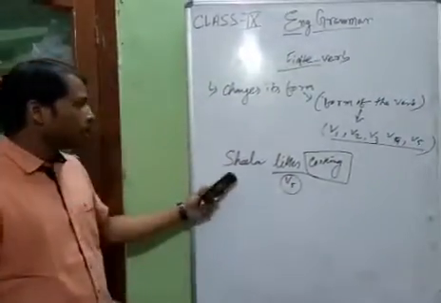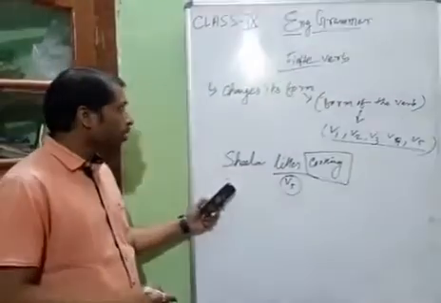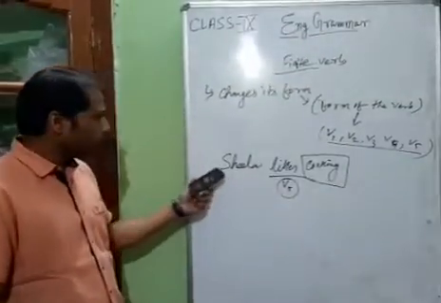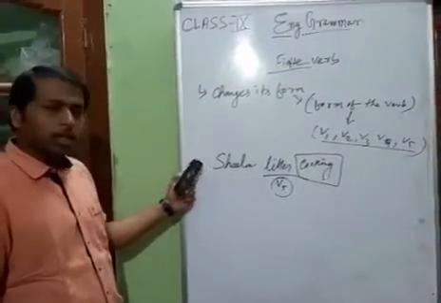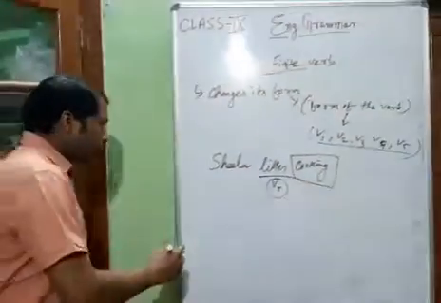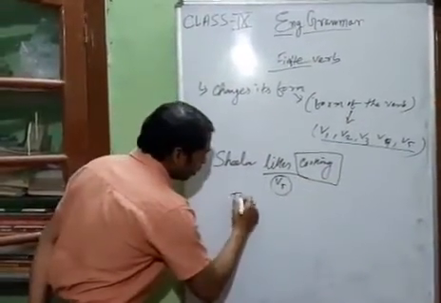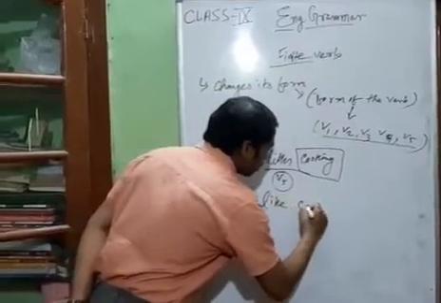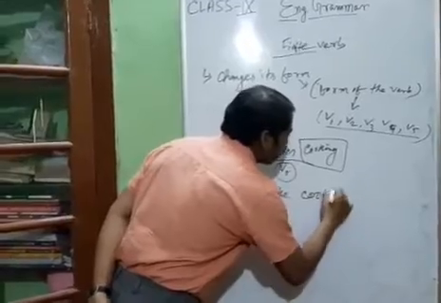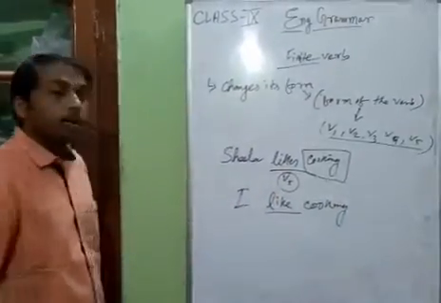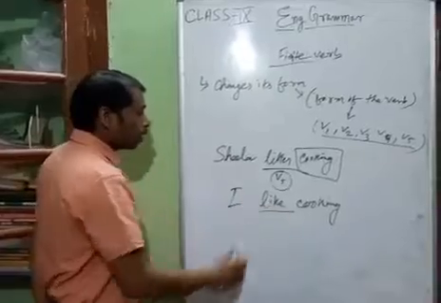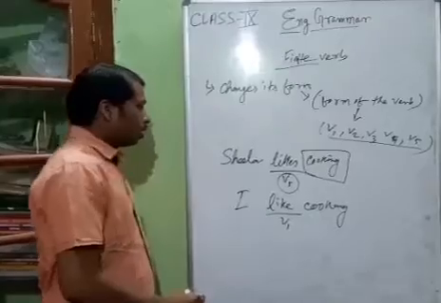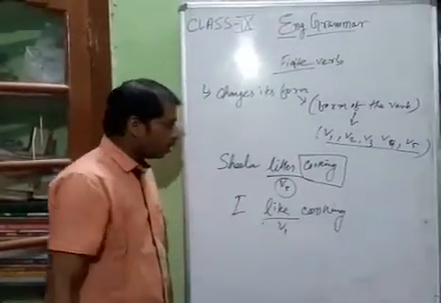Now, let's change the person. Let's change Sheila into first person, singular number. That means I. The moment I include I, what happens? I like cooking. See, I like cooking. This became V1. The form of the verb changed.